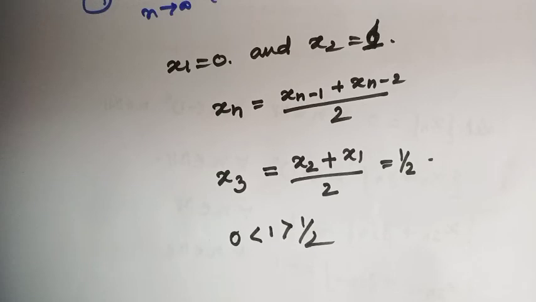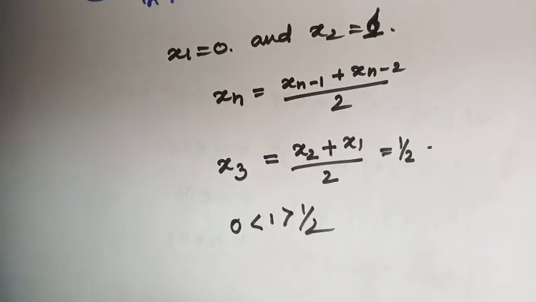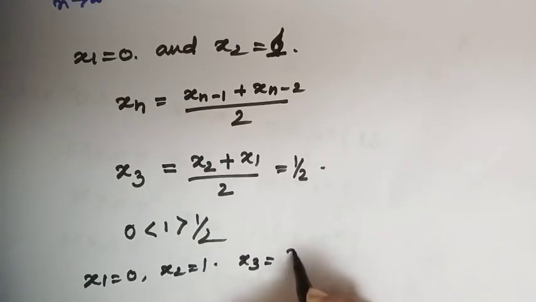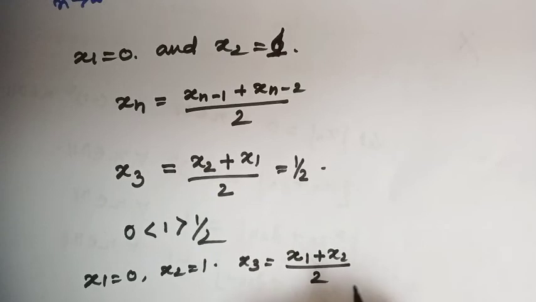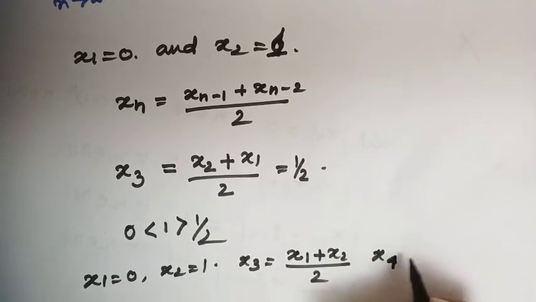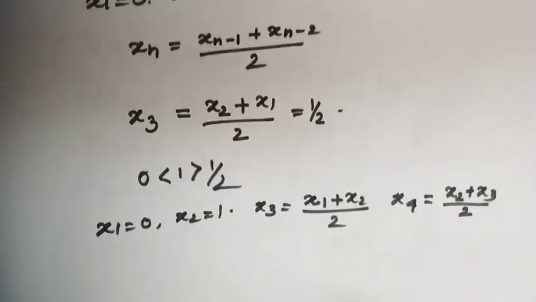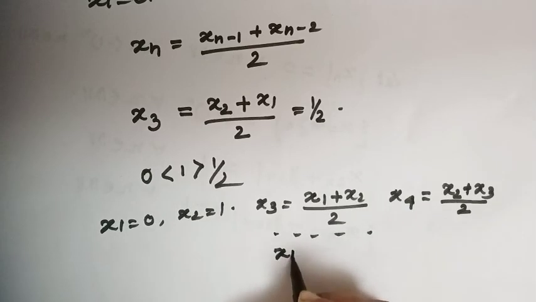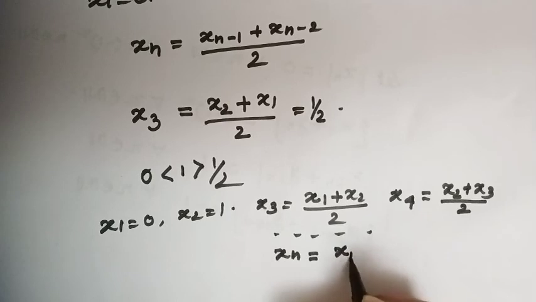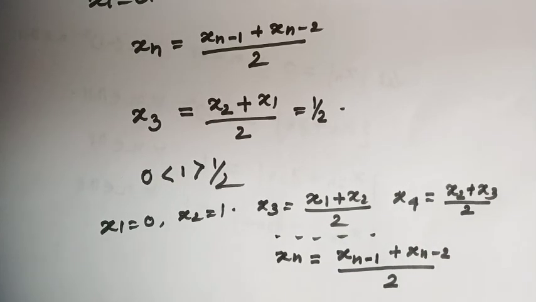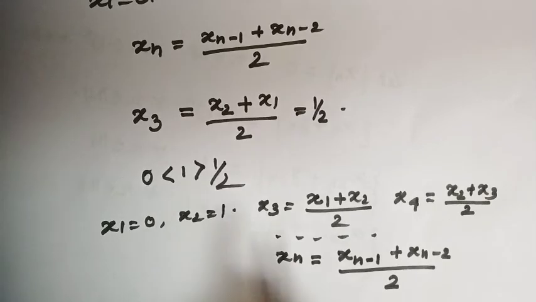If I add those terms vertically, at first put the values x1 equal to 0, x2 equal to 1, x3 equal to x1 plus x2 over 2, x4 equal to x2 plus x3 over 2, up to xn equal to xn minus 1 plus xn minus 2 over 2. Okay? If I add these terms vertically, then what will I get?